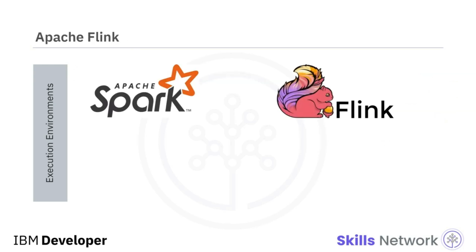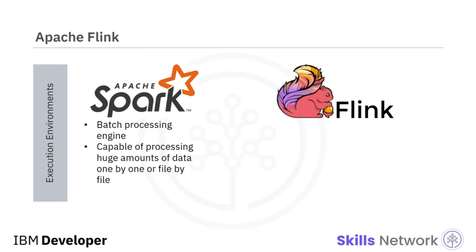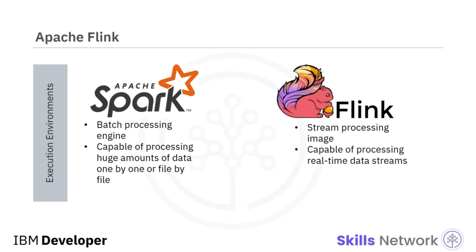Apache Flink was developed after Apache Spark continued to gain market share. The key difference between Apache Spark and Apache Flink is that Apache Spark is a batch data processing engine capable of processing vast amounts of data one by one or file by file, whereas Apache Flink is a stream processing engine with its main focus on processing real-time data streams. And although both engines support both data processing paradigms at the same time, Apache Spark is the choice for most use cases.